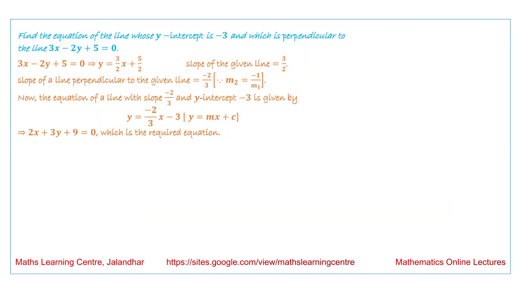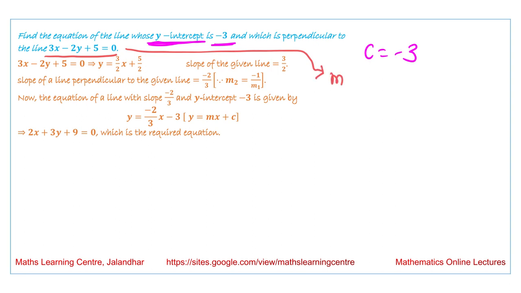Next is, find the equation of the line whose y-intercept is minus 3. Y-intercept is minus 3 means the value of c is given to be minus 3, and it is perpendicular to this line. So the slope of this line, m, is minus of 3 by minus 2.